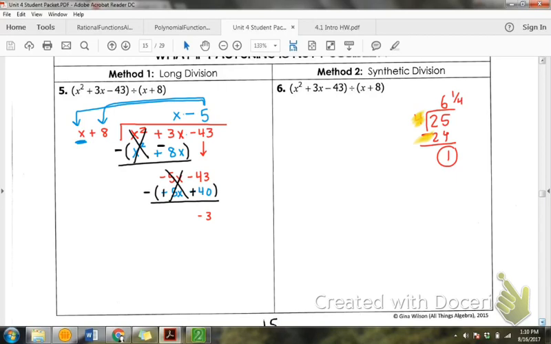So when we write our remainder, we have minus 3 over, what did we divide by? What's the whole thing we divided by? Over x plus 8. Okay. This makes our final answer x minus 5 minus 3 over x plus 8.